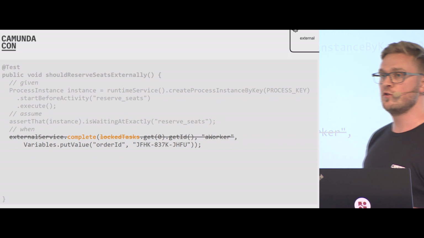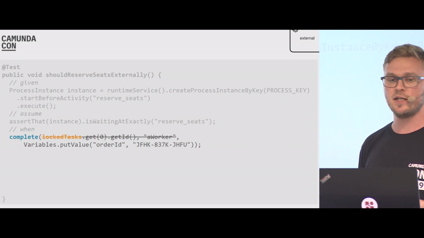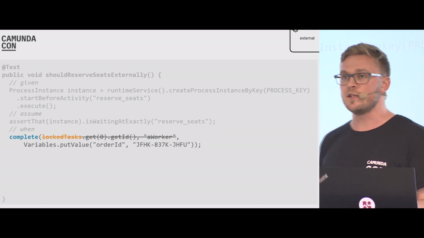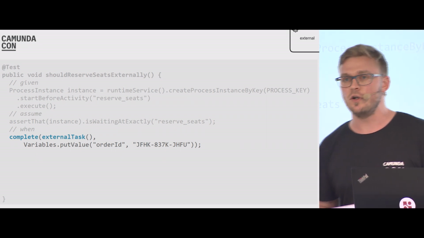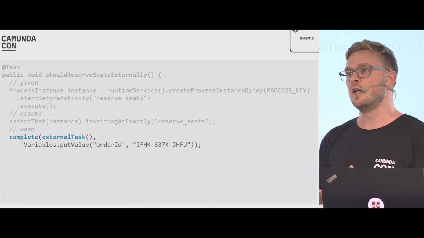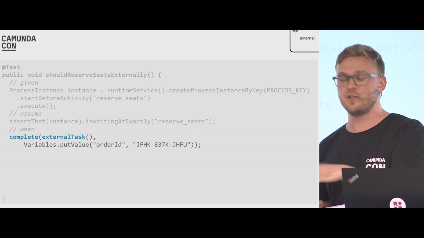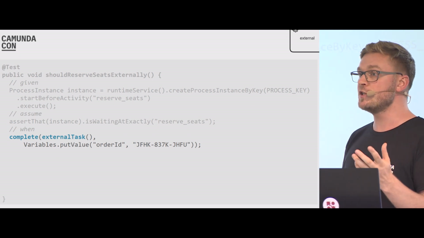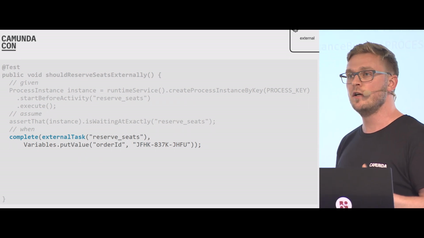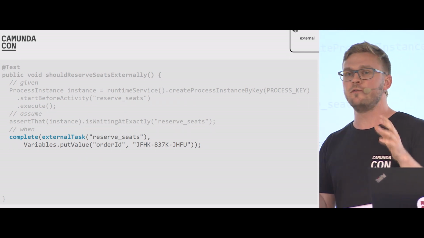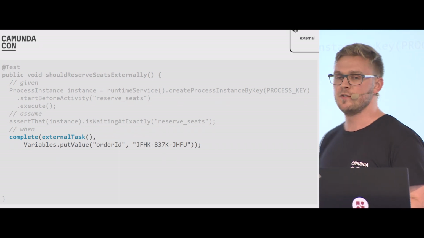BPM Assert allows us to use static helper methods like complete, for example, in this case expecting an external task. So let's provide the external task. BPM Assert allows us to use another helper method, which is called external task, which just fetches, in this case, the single external task of the model, and passes this into the complete method. In case you would be having, for example, concurrent external tasks running, you could also provide an activity ID, in this case reserved seats, in order to fetch the external task that you want to test on. But in our case, we don't need it.